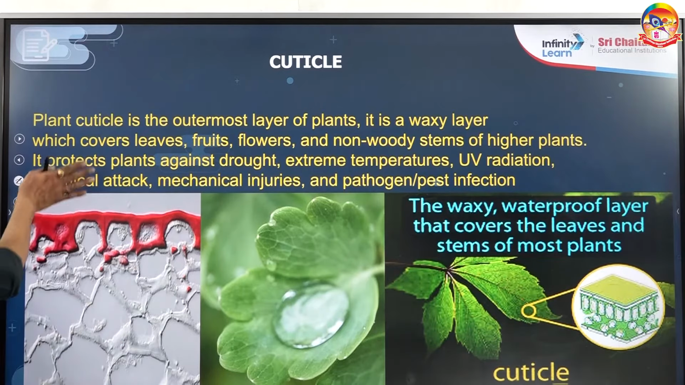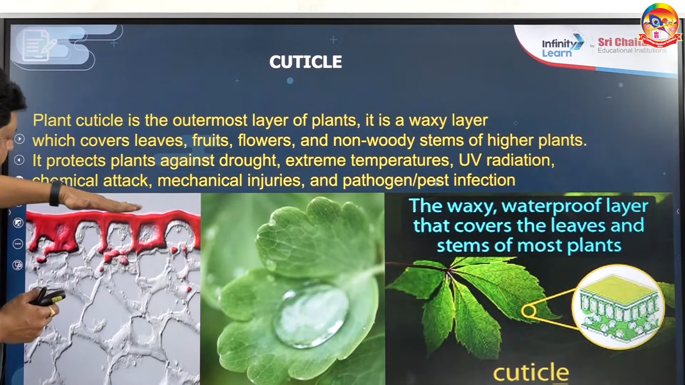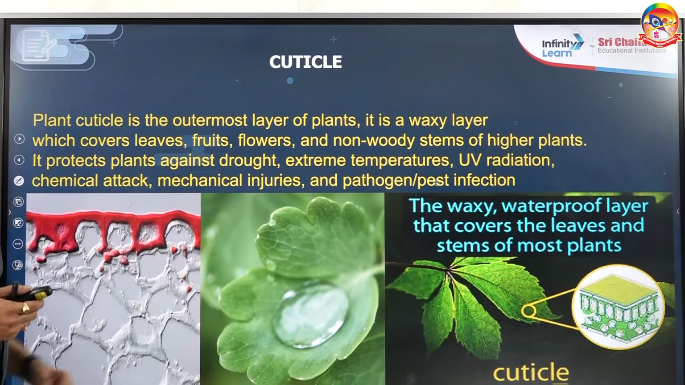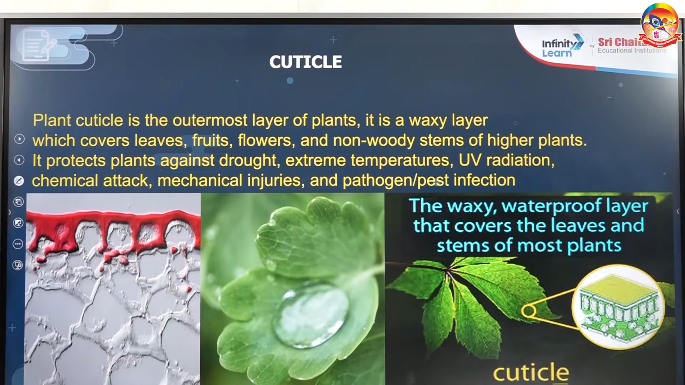If you take the transverse section of the leaf or any stem, this is the red color layer, the waxy layer present. That is the waxy layer that will not allow the water to be retained on the leaf. Whatever the quantity of rain is there, the entire rain water will fall down because of the waxy layer. And another important function, the waxy layer will protect the plant or the leaf to reduce the water loss.